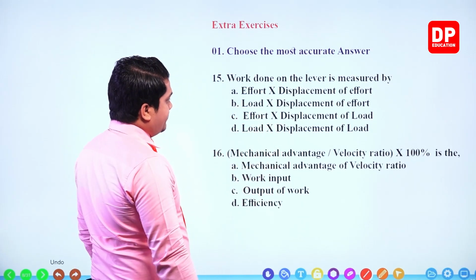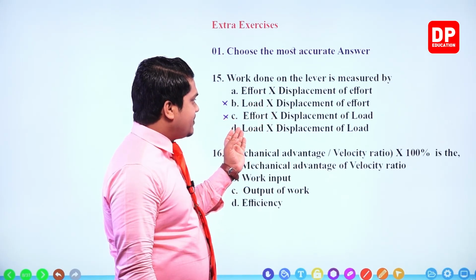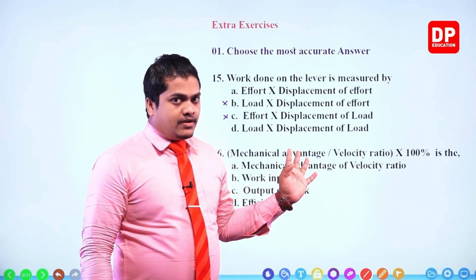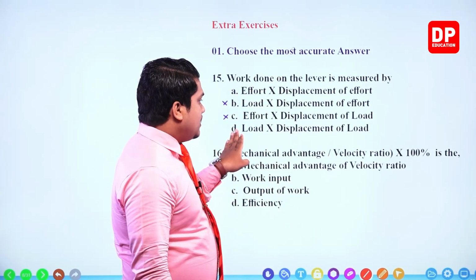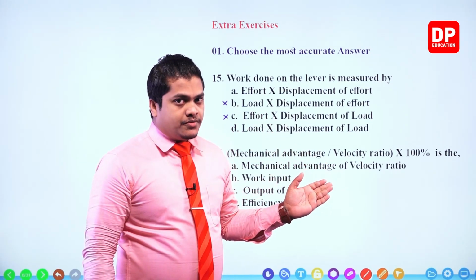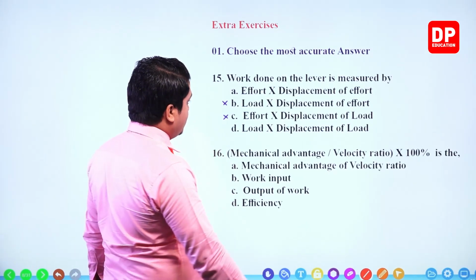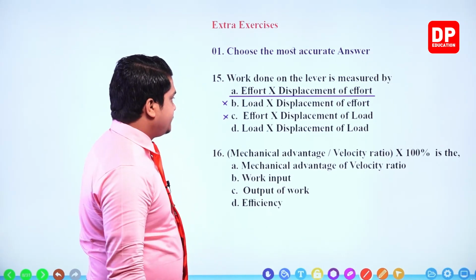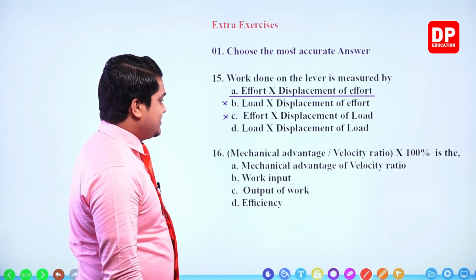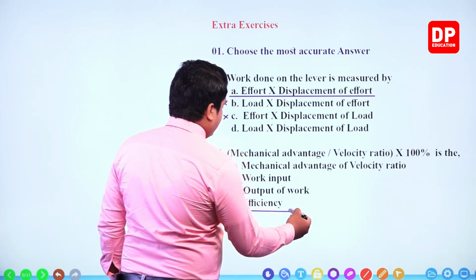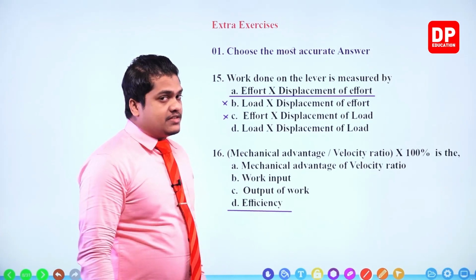Why is that? Because, my dear children, there are no such things as load multiplied by displacement of effort and effort multiplied by displacement of load, right? Work input or work output. Work input is equal to effort multiplied by displacement of effort. Then load multiplied by displacement of load, that's the work output. So the question is asking work done on the lever. Work done on the lever means the work input, which is equal to effort multiplied by displacement of the effort. Right, next one. Mechanical advantage over velocity ratio multiplied by 100 is very simple, my dear children. This is the efficiency. Mechanical advantage divided by velocity ratio into 100 is the efficiency of a simple machine, right?